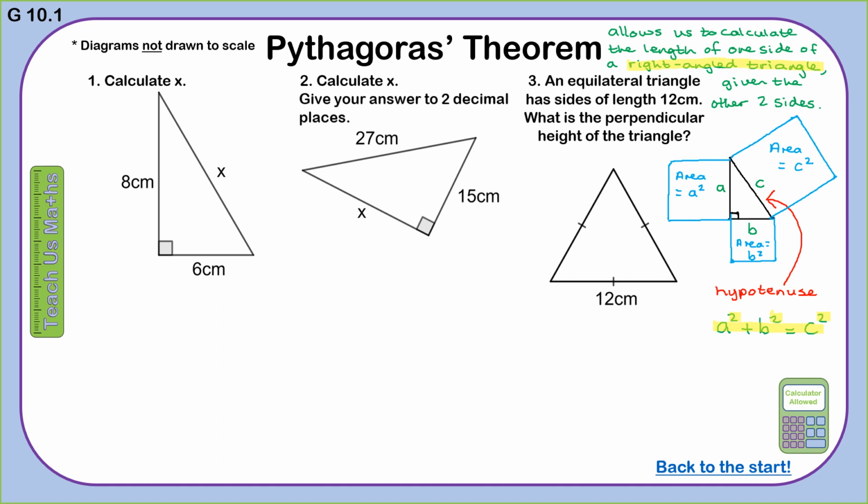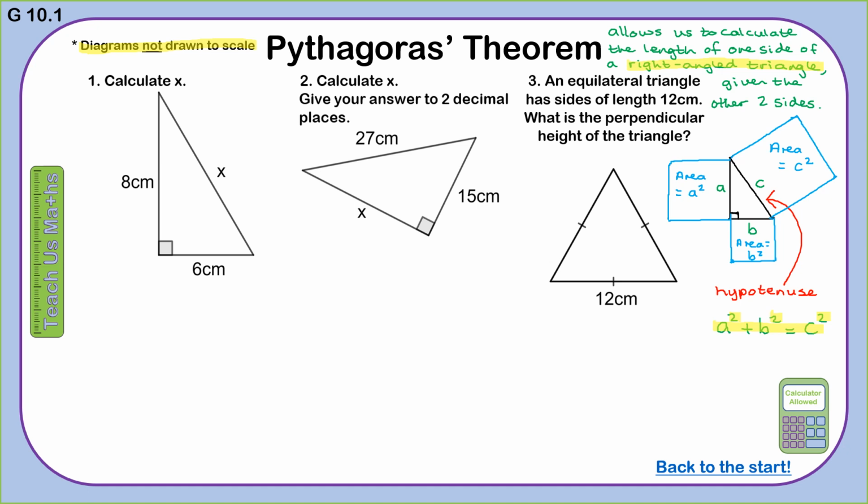Let's have a look then at how we would use Pythagoras' theorem to find a missing length in a right-angled triangle. The first thing we need to note is that diagrams are not drawn to scale, so we cannot just measure them. Question 1. We need to calculate x. So here we have got a right-angled triangle. Two of the lengths are given to us, 6 centimetres and 8 centimetres, and we need to find the length of the third side, x.